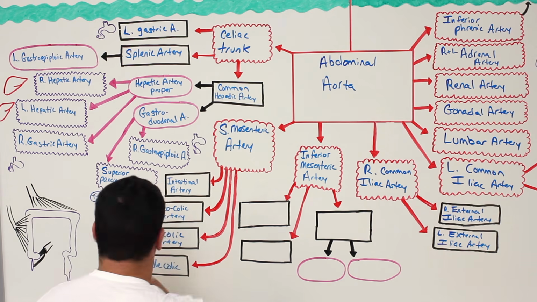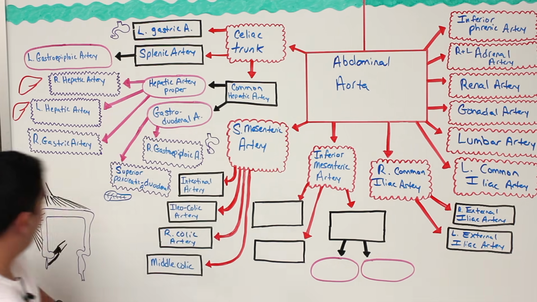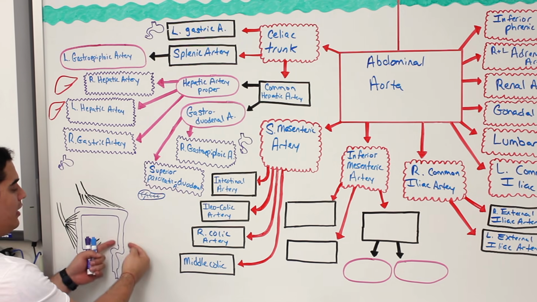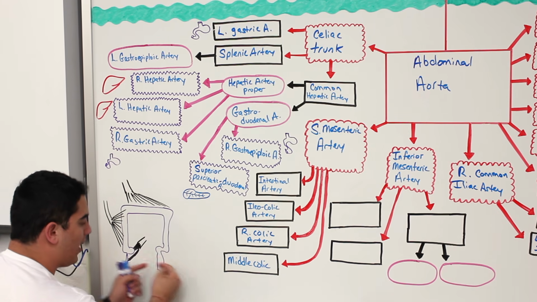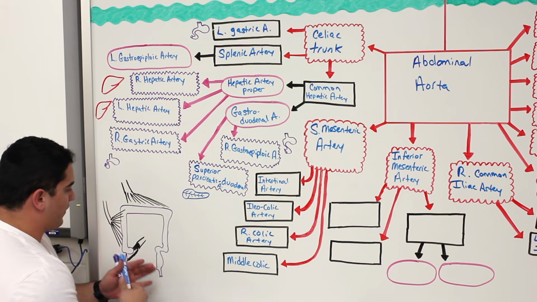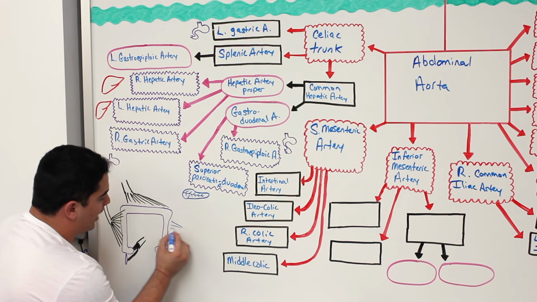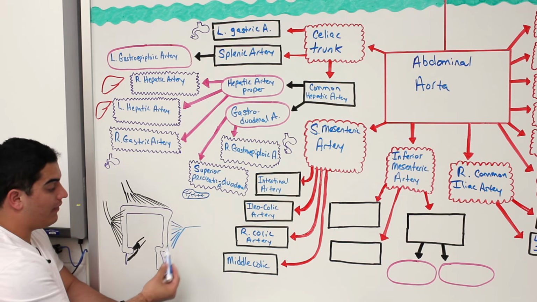So let's come back to this intestinal drawing we have over here. We said we had the descending colon, sigmoid colon, which is S-shaped, and we have the rectum. So if we look here, let's say we do this one in a different color now. There's branches that are going to supply the descending colon. And it's not that bad if you think about it.